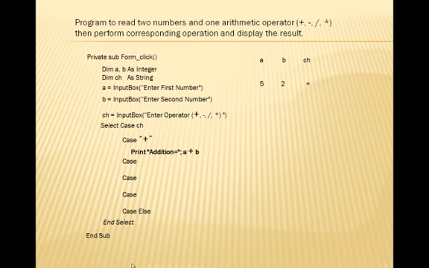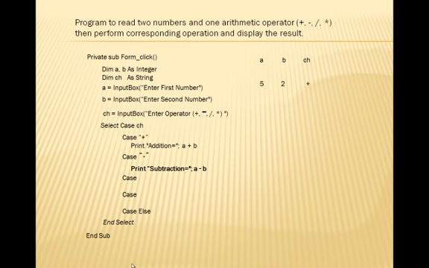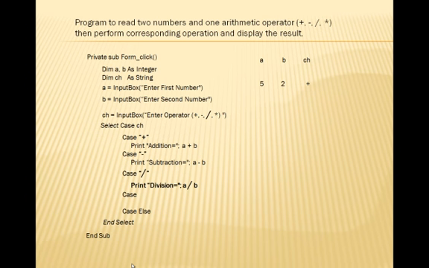If the value of ch is plus, then it will display addition and its sum. If the value of ch is minus, then it will display subtraction and its difference. If the value of ch is slash, then it will display division and its quotient. If the value of ch is asterisk, then it will display multiplication and its product.